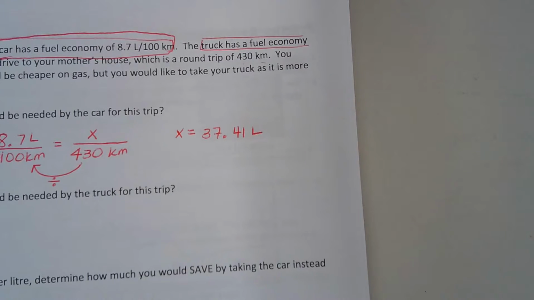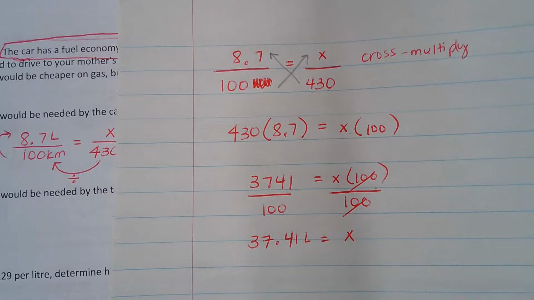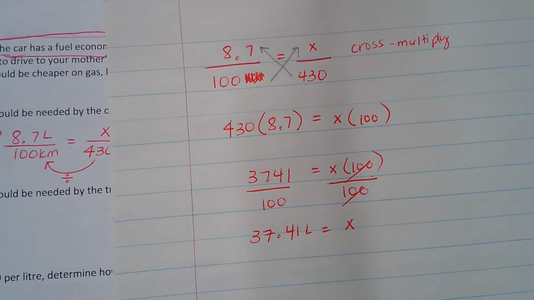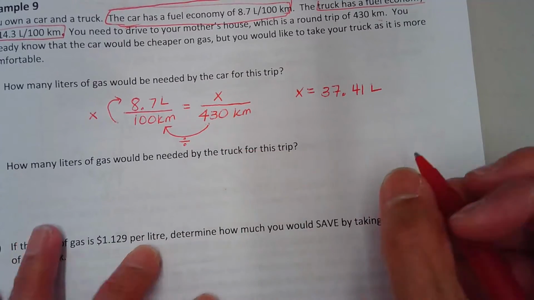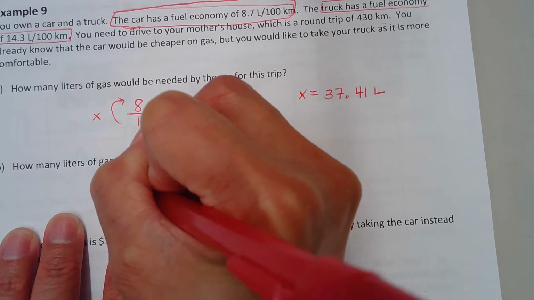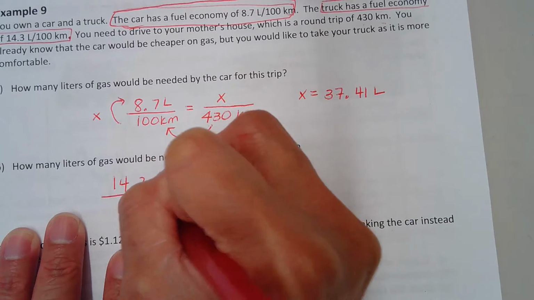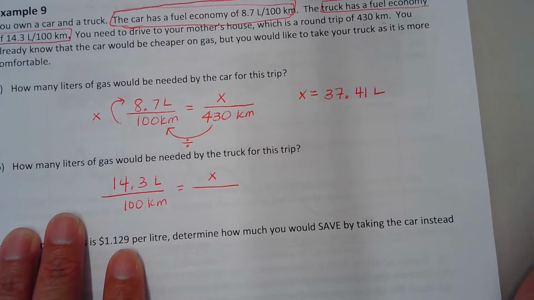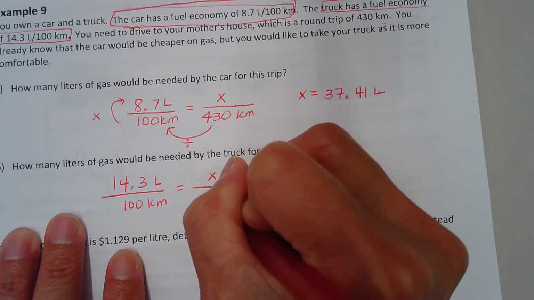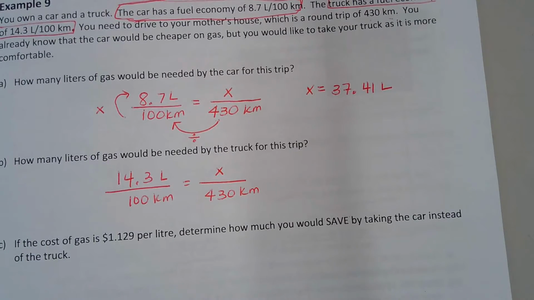So let's try letter B. Do you want to see this one again? We'll try letter B. How many liters of gas would be needed by the truck for this trip? Okay, well, the truck we know is how much? 14.3 liters over 100 kilometers, right? We don't know how many liters, so we're just going to call it x amount of liters over 430 kilometers.